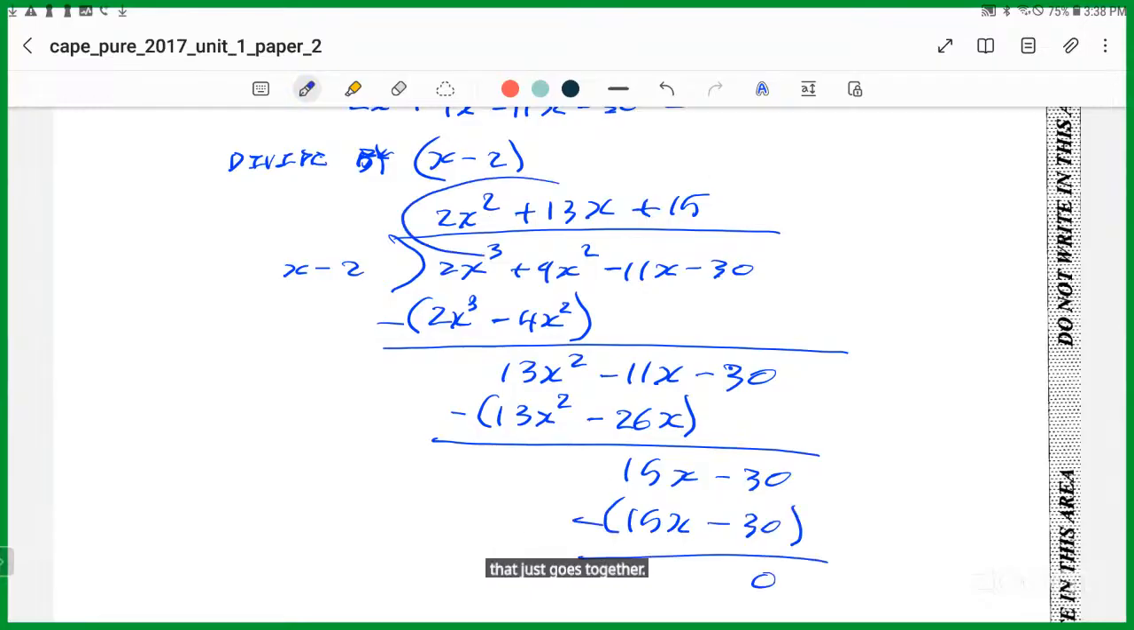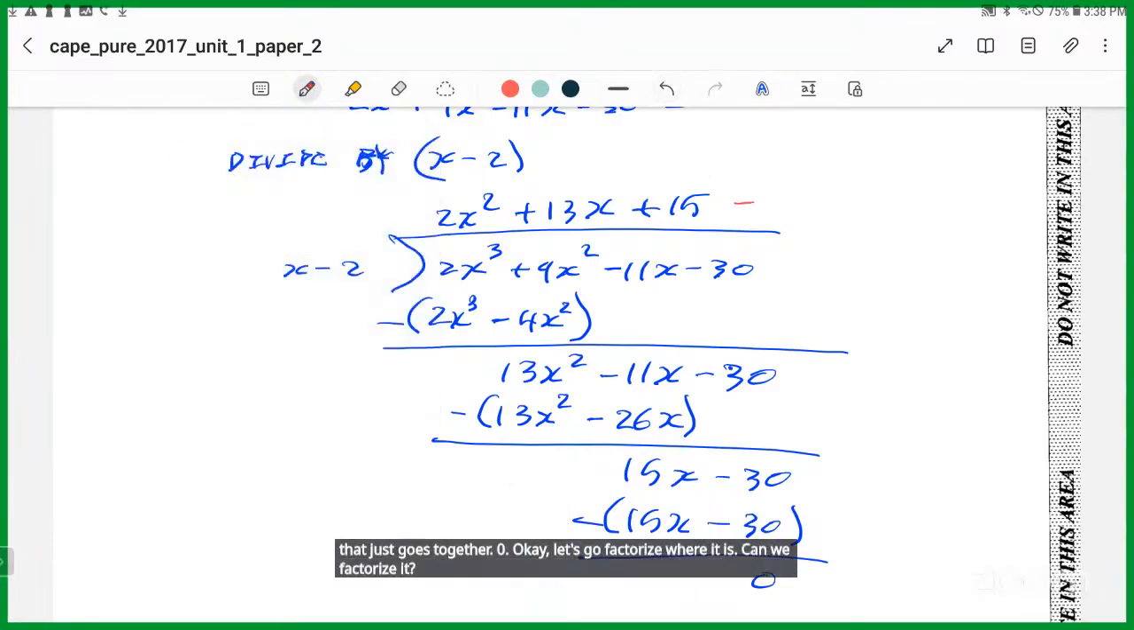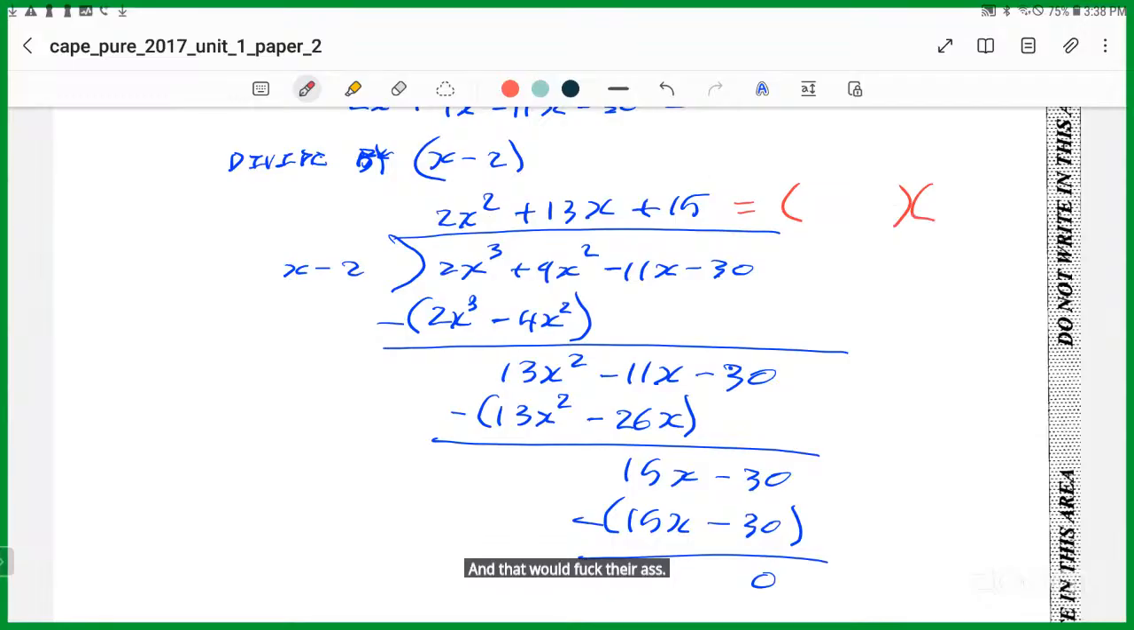Now, can this be factorized where it is? Can that be factorized? Forget the other two factors of this. Now, factors of the 2x squared can only be 2x and x. See, the factors of 15 here and here. It has to be that the far product and the near product add to 13x.